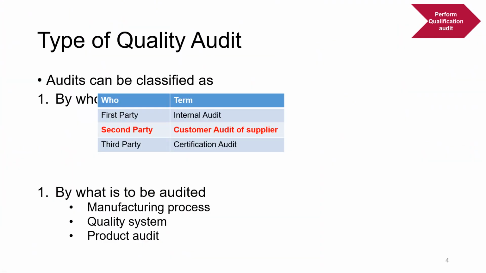Let's understand a little bit more of quality audit. Audits can be classified by who does the audit. There are three parties that could conduct an audit. First is known as first party internal audit, second party customers audit of a supplier, which is our point of interest, and the third party audit, which is done by certification body.